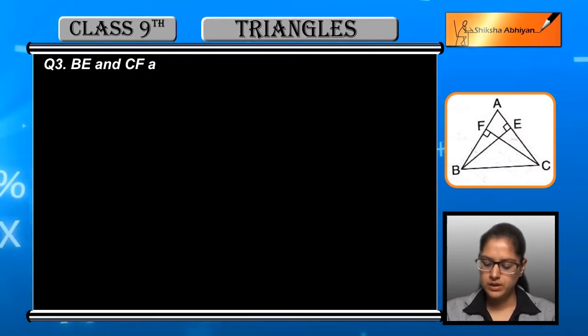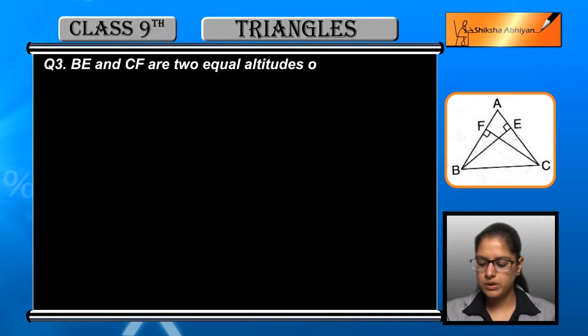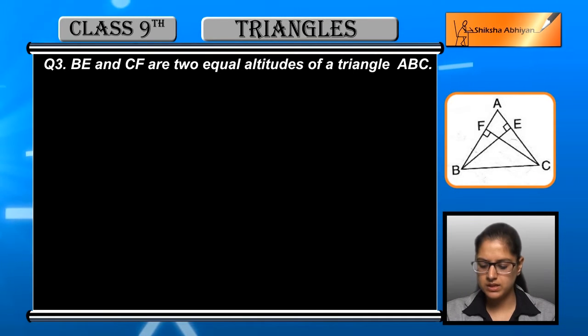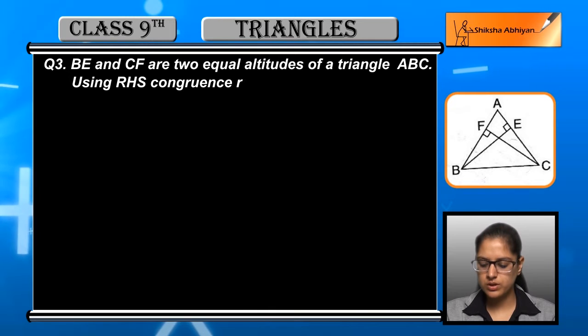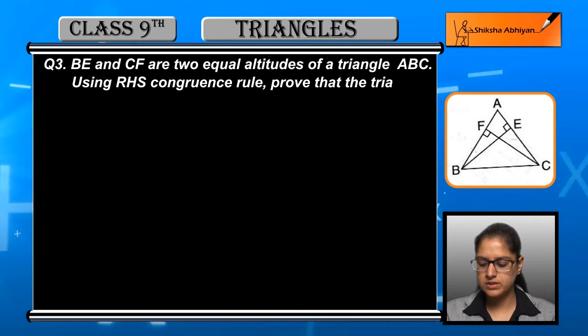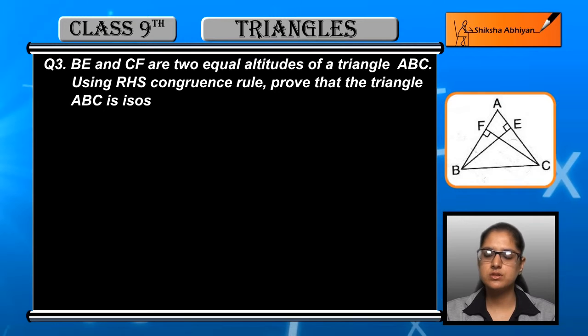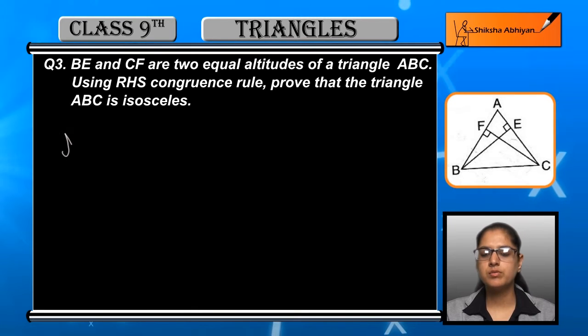Question number 3. BE and CF are two equal altitudes of a triangle ABC. Using RHS congruence rule, आपको ये प्रूव करना है that triangle ABC is isosceles. Okay? So what we will do?